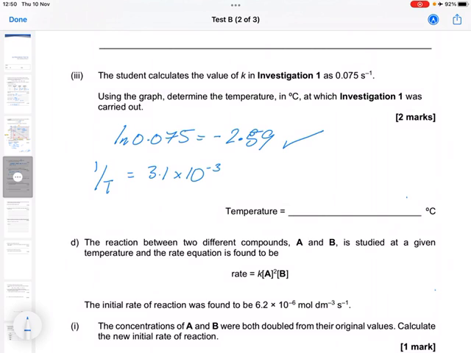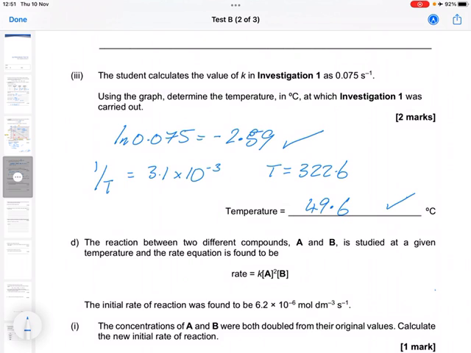So 1 divided by 3.1 times 10 to the minus 3 equals 322. So T in Kelvin is 322.6. Take away 273 gives me 49.6. So 49.6 degrees C.